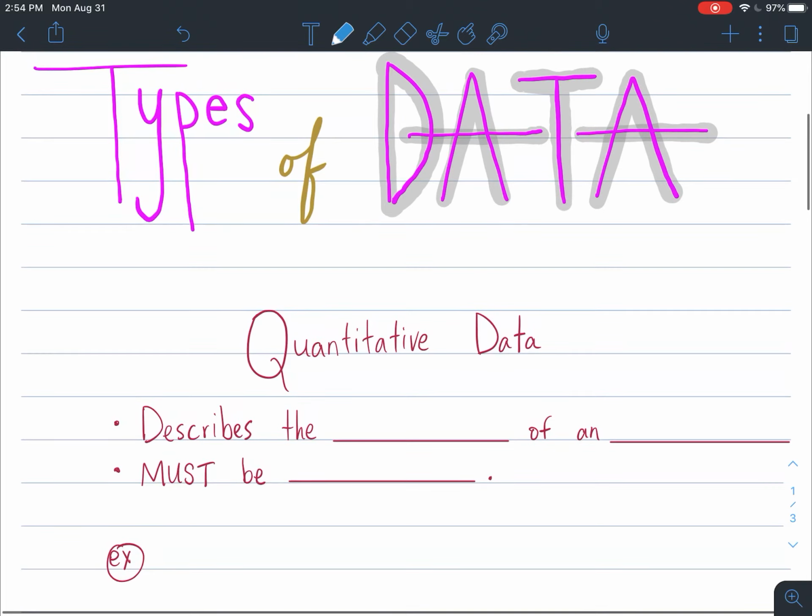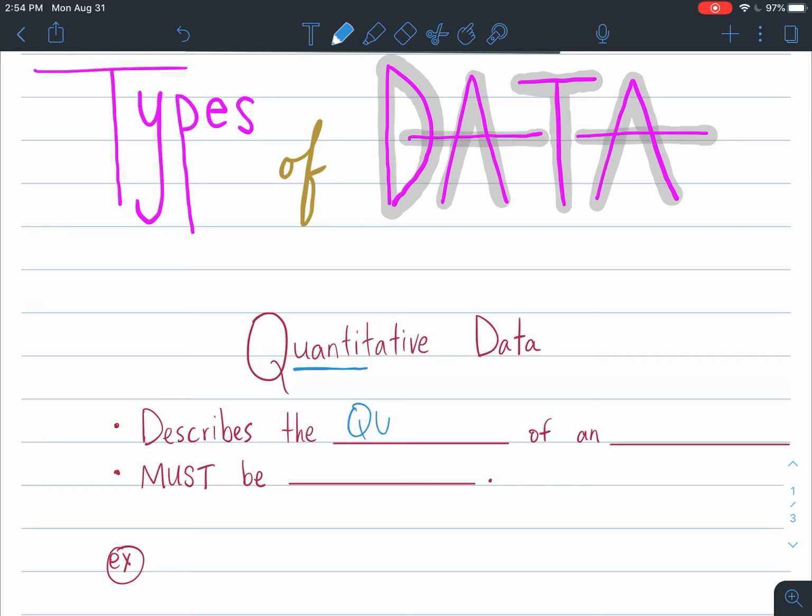Now, like I said, make sure that title reads Types of Data. And the first one we're going to look at is quantitative data. So quantitative data, what word does that make you think of? Well, that might help us with a definition, because quantitative data describes the quantity. The quantity is what we're describing here. It describes the quantity of an observation, and it must be numeric.